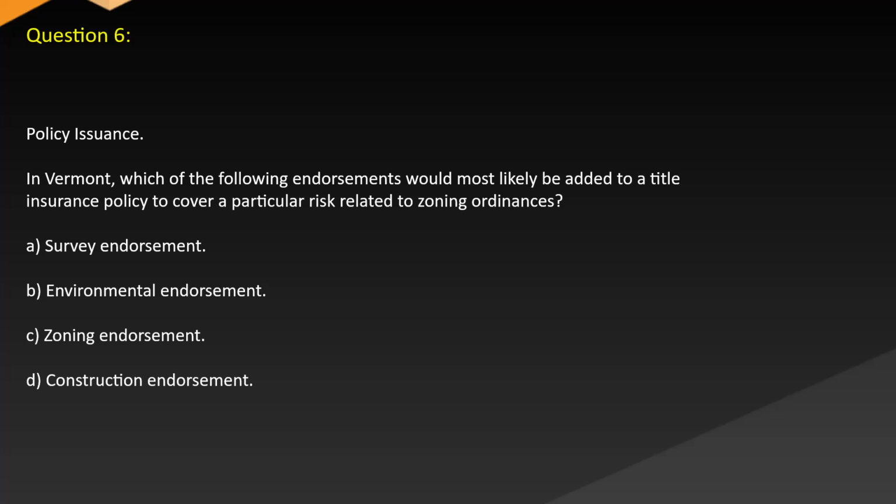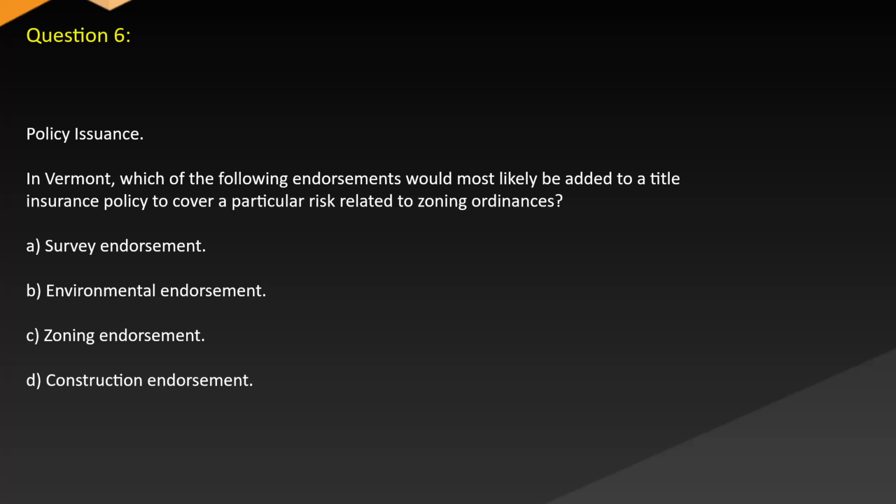Question 6. Policy issuance. In Vermont, which of the following endorsements would most likely be added to a title insurance policy to cover a particular risk related to zoning ordinances? A. Survey endorsement. B. Environmental endorsement. C. Zoning endorsement. D. Construction endorsement.